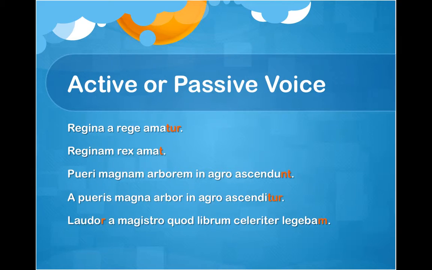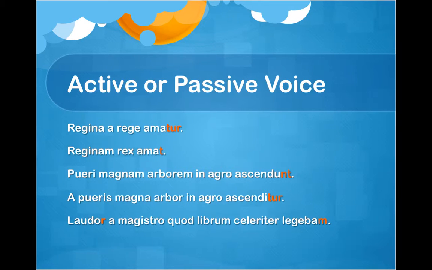Laudor a magistro quod librum celeriter legebam. In this sentence I have two verbs. The first one ends with R, and that makes I the subject and passive because R is from the passive voice endings. So I am not doing anything, but something is done to me. I am praised a magistro, by the teacher, because why? Legebam. There I, represented by AM, am doing the action because I, legebam, was reading librum, the book, quickly.